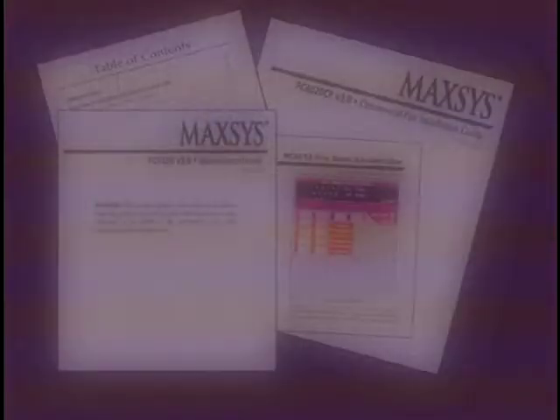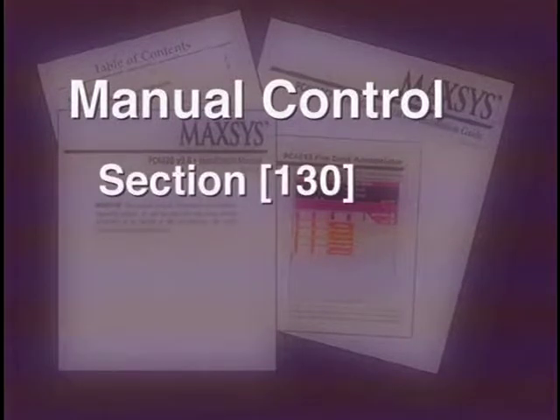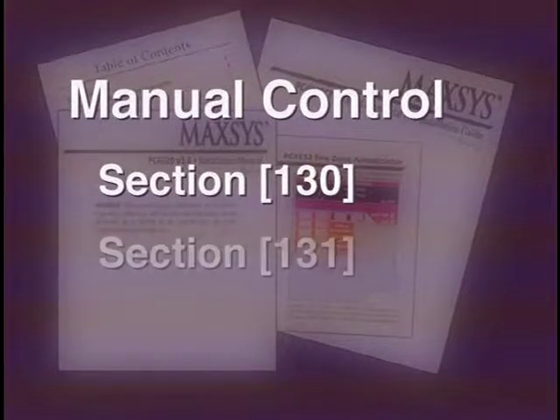To program an automation item for manual control only, simply program the first two sections. To program automation item 1 for manual control only, program section 130 with the house code and unit number. Then program the miscellaneous options, section 131, and turn on the appropriate options.